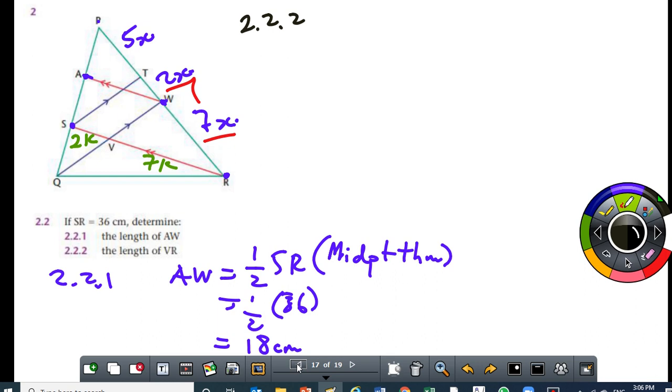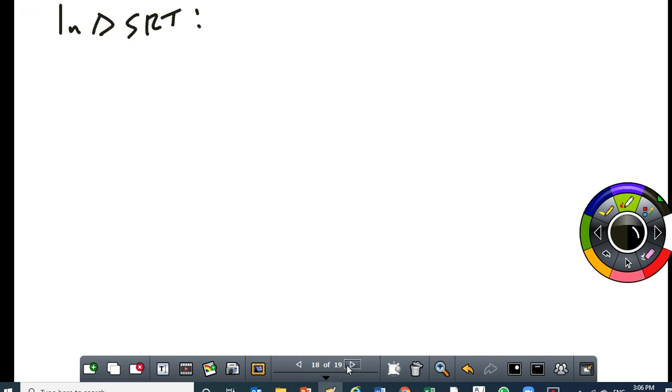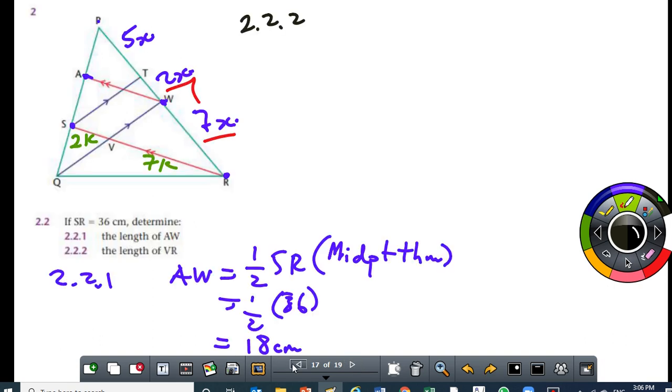Fortunately, you see here, I want to find the length of VR. Do I know the length of SV? I don't know. So let's determine that ratio. If I go to the next page, I can write that as RV over WT.